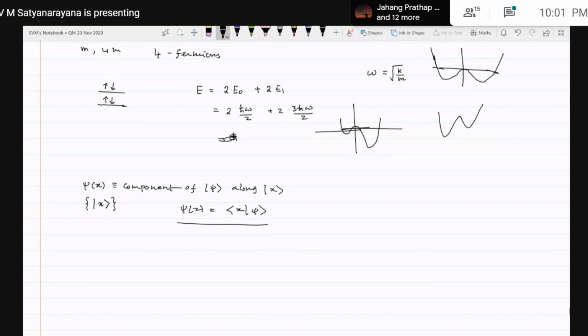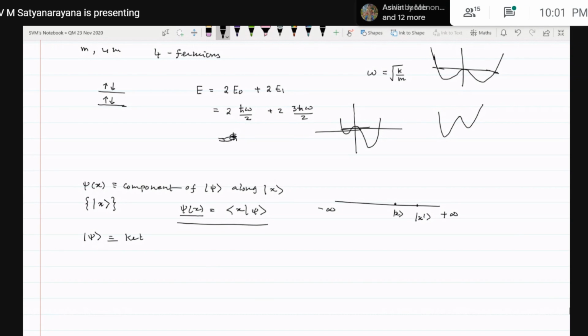In that sense, you may call this psi ket a ket vector in general. Now this x is every point in the x-axis, so you have minus infinity to plus infinity. You take a point here, and then you define an x. You take a point here, then you define that as x prime, and so on. So at every point, you have a component.